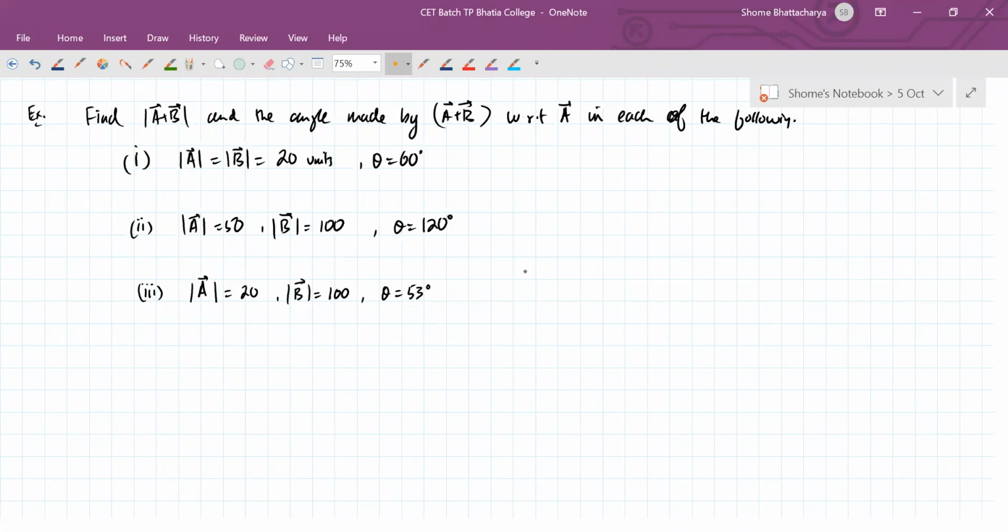So work out the magnitude of a plus b and the angle made by the resultant with a in each case, and send me the answers you're getting in the text messages. I'll verify it for you.